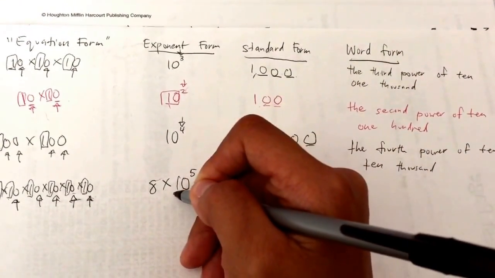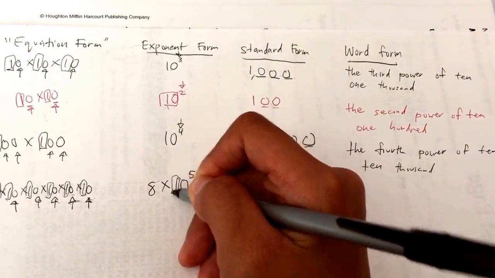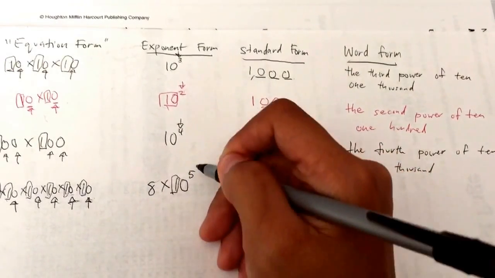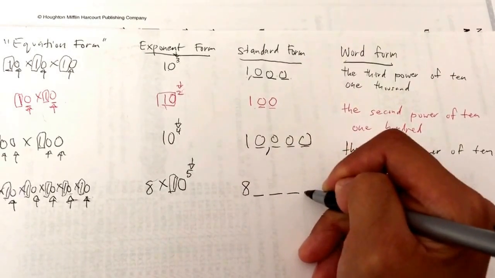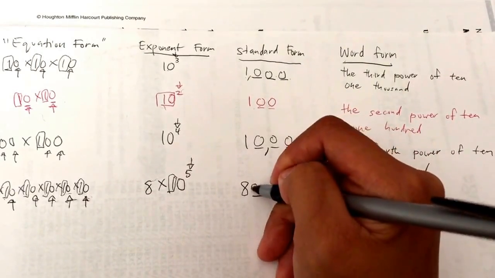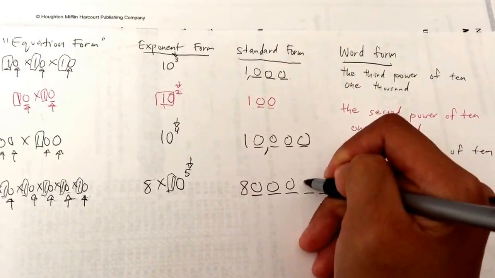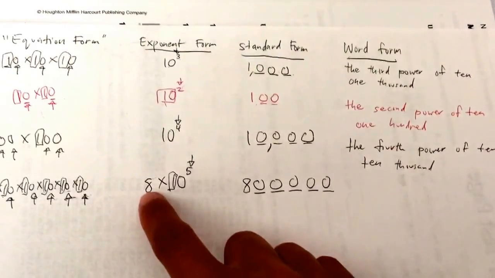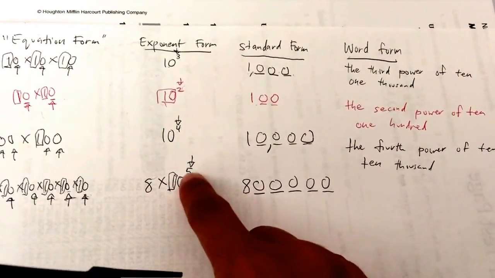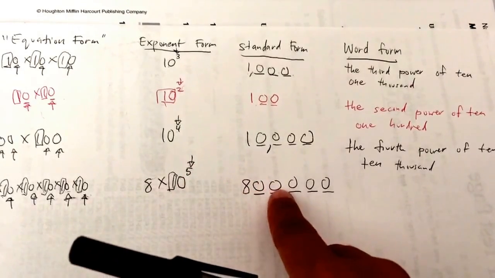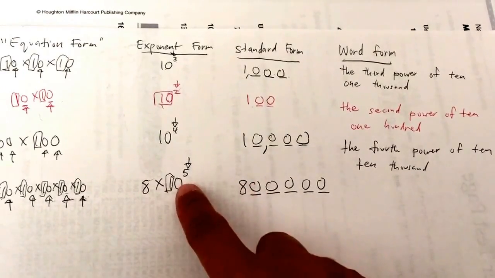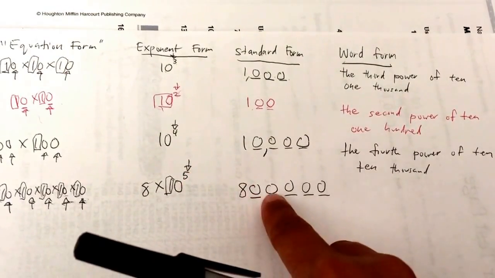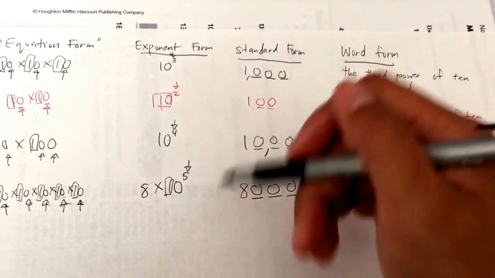And what we're going to do is 8 times 1 is 8, and there will be 5 zeros. 1, 2, 3, 4, 5. This isn't our final answer.